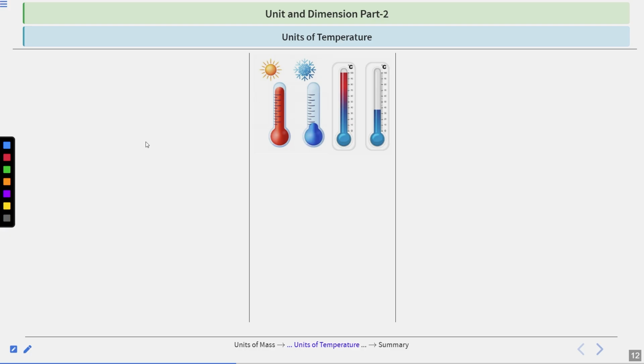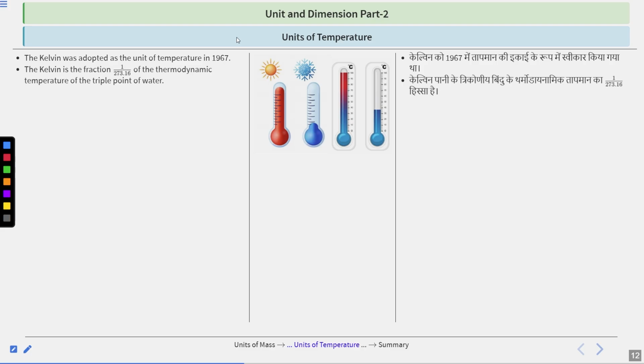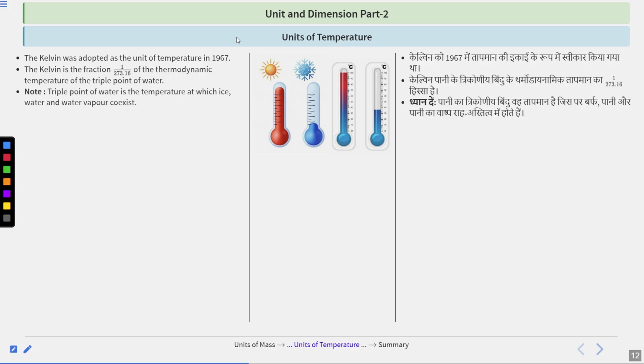You require a particular standard so that you can measure the intensity of that thing, right? That is why we require a standard unit to measure temperature. The Kelvin was adopted as the unit of temperature in the year 1967. These are important. The Kelvin is the fraction 1 by 273.16 of the thermodynamic temperature of the triple point of water. Triple point of water is the temperature at which ice, water and water vapor coexist.